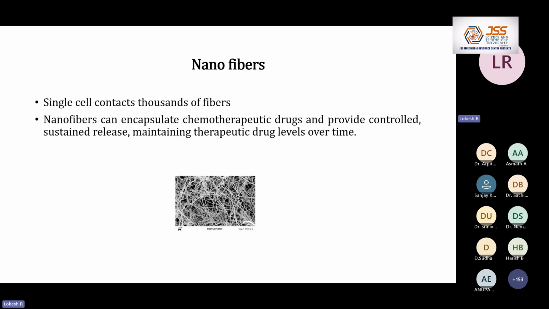Here I'm telling you about nanofibers because of their advantages in tissue engineering, where they are used as a scaffold. A single cell can bind to thousands of nanofibers. So the single cell contacts many fibers.